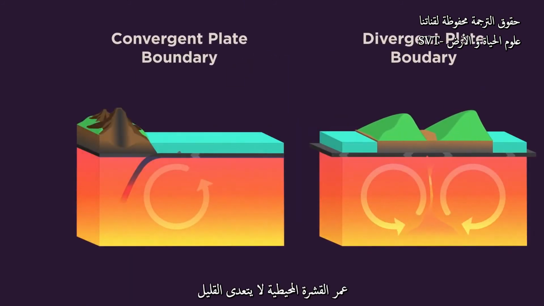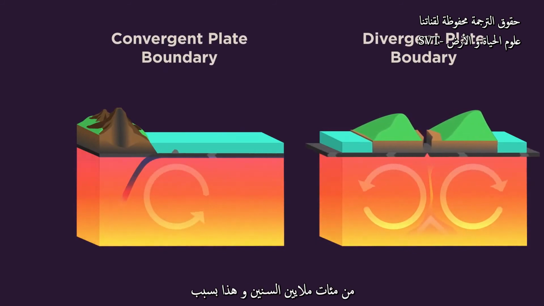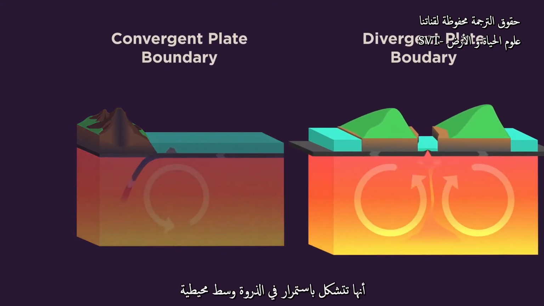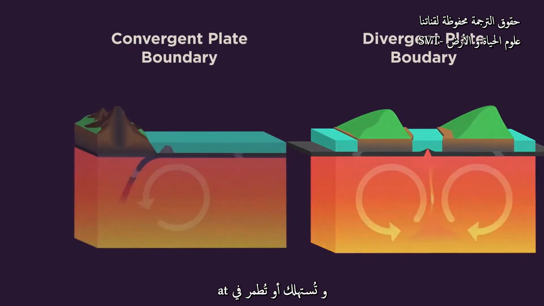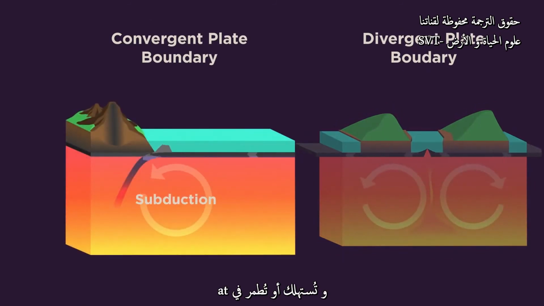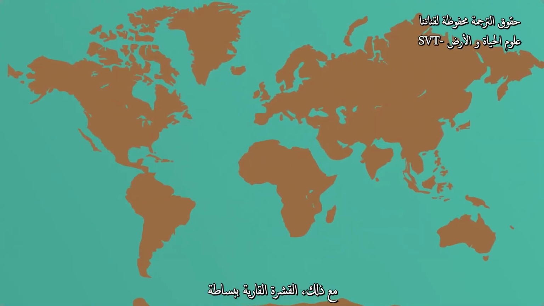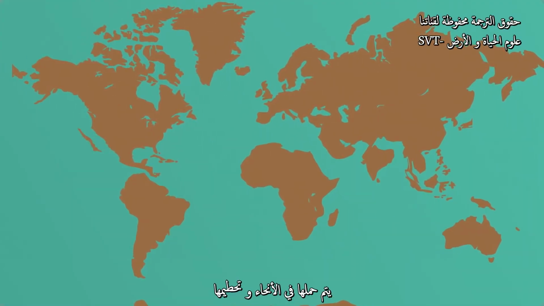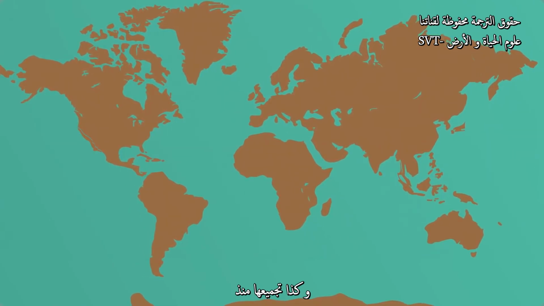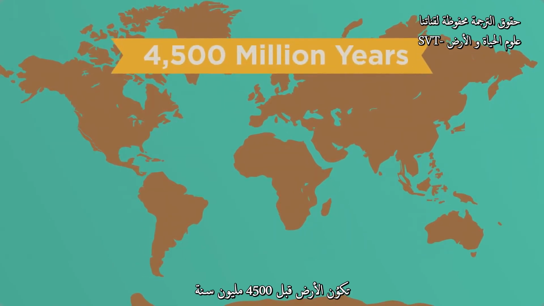Oceanic crust is never more than a few 100 million years old because it is constantly being created at mid-oceanic ridges and consumed or subducted at convergent boundaries. However, continental crust has simply been carried around, broken apart and brought together ever since the formation of the Earth 4,500 million years ago.